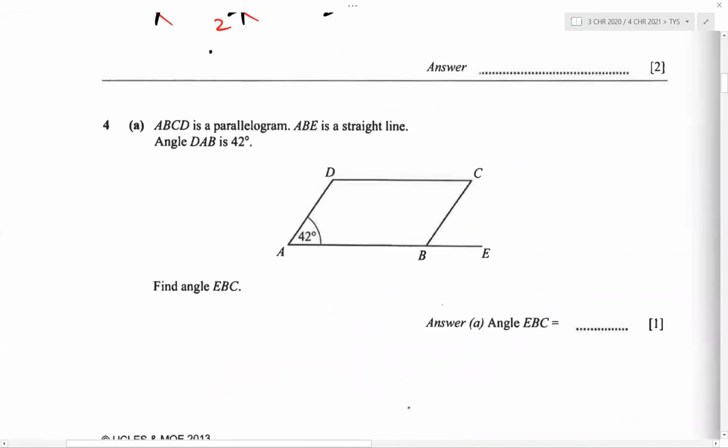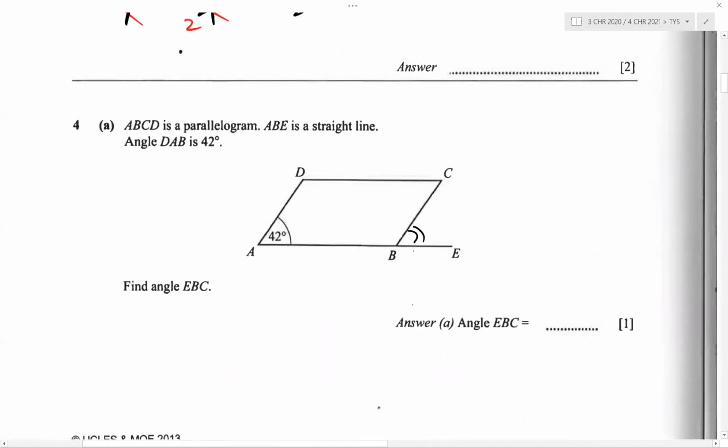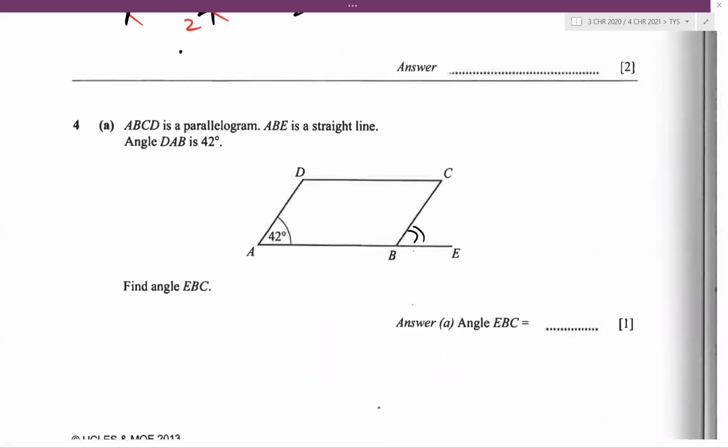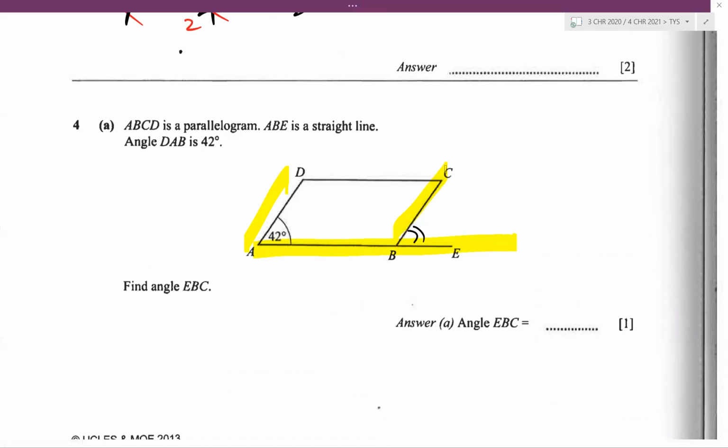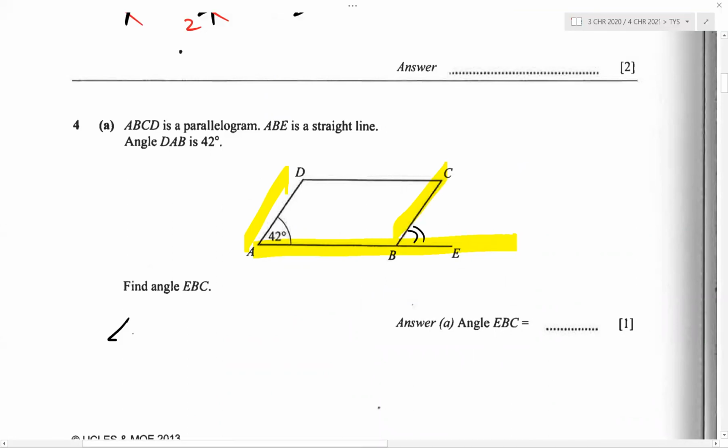Find angle EBC. This is the angle that we want to find. You see the letter F. So we've got corresponding angles. They are the same. No need for any extra steps. So angle EBC equals 42 degrees.